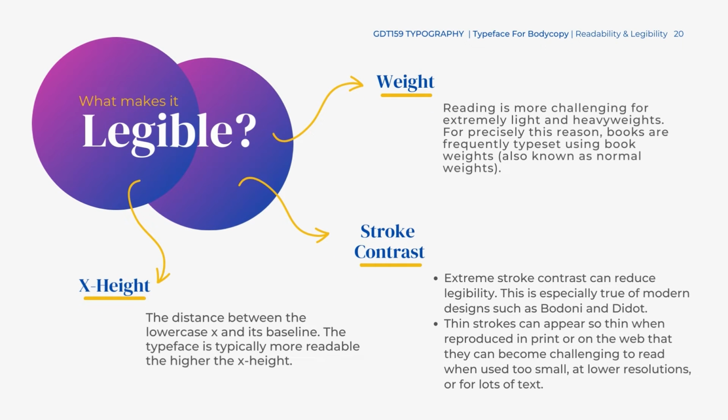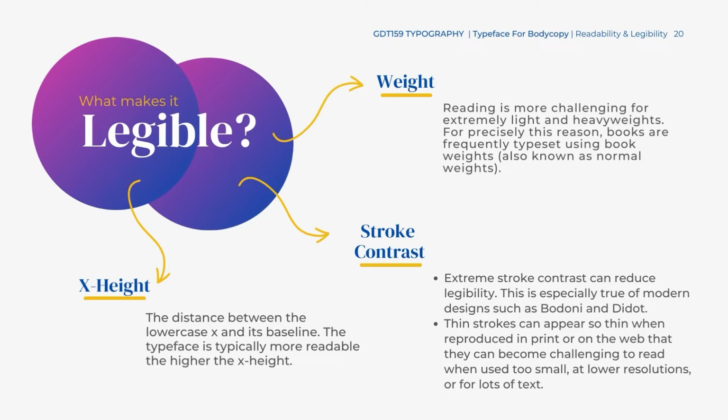What makes it legible? There are three factors that contribute to legibility. First is weight. Second is stroke contrast. Third is x-height. We start with weight. Reading is more challenging for extremely light and heavy weights. For precisely this reason, books are frequently typeset using book weight, also known as normal weight.